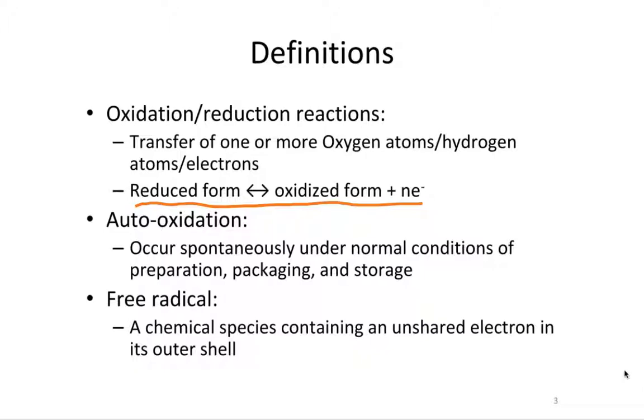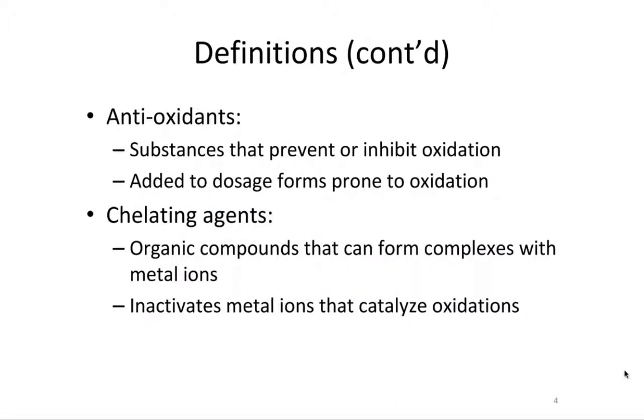And then free radicals are chemical species that are of importance during oxidation reactions. And these chemical species contain an unshared electron in its outer shell that can contribute to its higher chemical reactivity and higher chemical potential. And it tries to equilibrate by sharing the unshared electrons with other atomic species. Antioxidants, the topic of today's lecture, are substances that prevent or inhibit oxidation. These are added to dosage forms that are prone to oxidation.